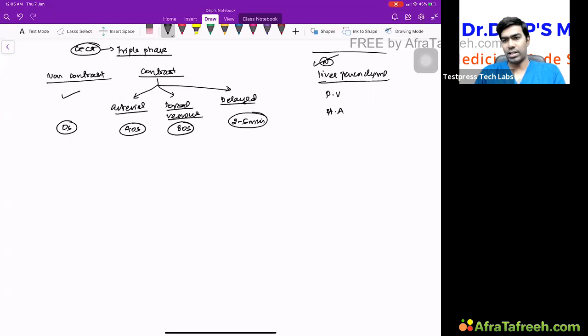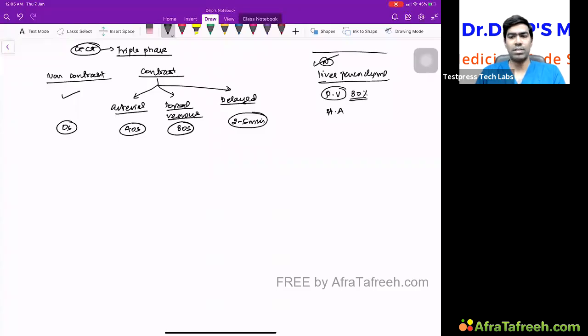So I think Pranavi has answered already. The answer is portal venous blood. So the portal vein is the one that is going to supply maximum blood to the liver parenchyma. 80% of the liver parenchyma is basically supplied by the portal vein only. Only 20% of the liver parenchyma is supplied by the hepatic artery. This is very, very important to know.